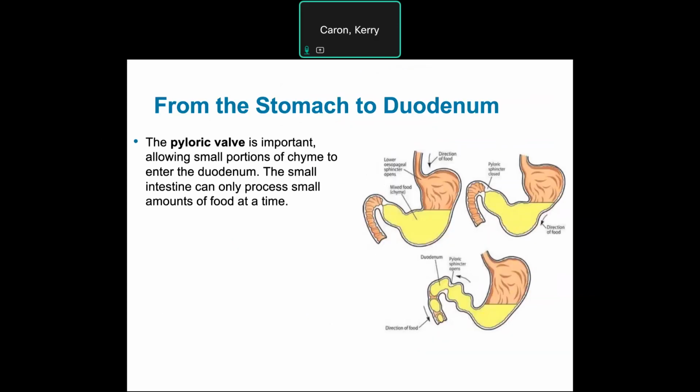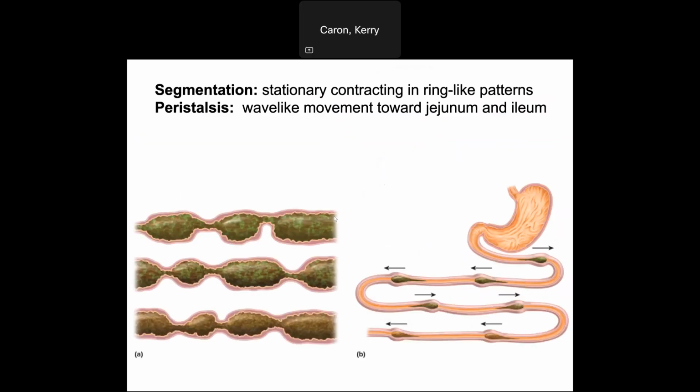Okay. So from the pyloric valve, chyme is allowed to enter the duodenum. The small intestine can only process small amounts of food at a time, so it doesn't just open and pour out. It rhythmically allows the chyme to move through. This stationary contracting in ring-like patterns is called segmentation, so it moves segments of the chyme through. And then peristalsis is more like wave-like movement through the jejunum, through the ileum.